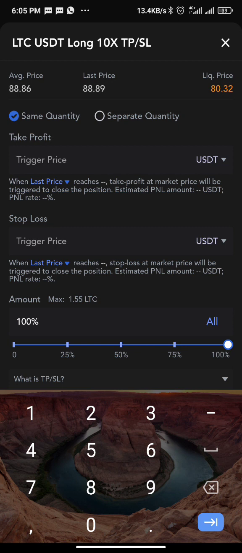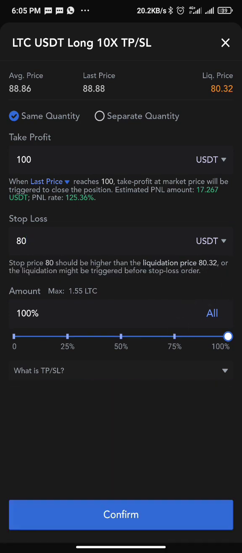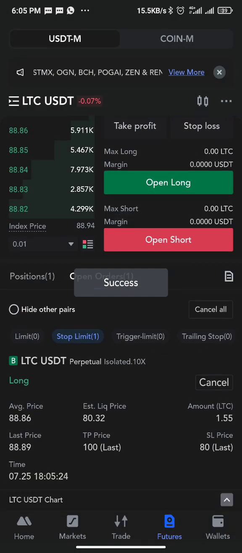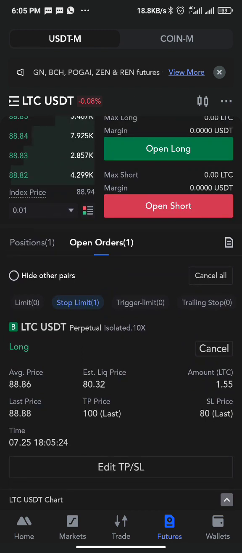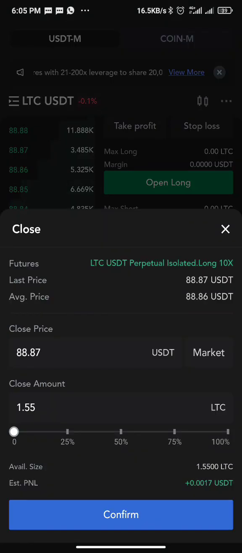Let's assume I want to set my take profit to be 100. Once price reaches 100, take my profit, and for stop loss, once price reaches 80, stop me out. I don't want to be in this trade again. So then I'll click on confirm. Once I do that, go to open order. Can you see? Your take profit is here, your stop loss is here. Very, very simple and straightforward.